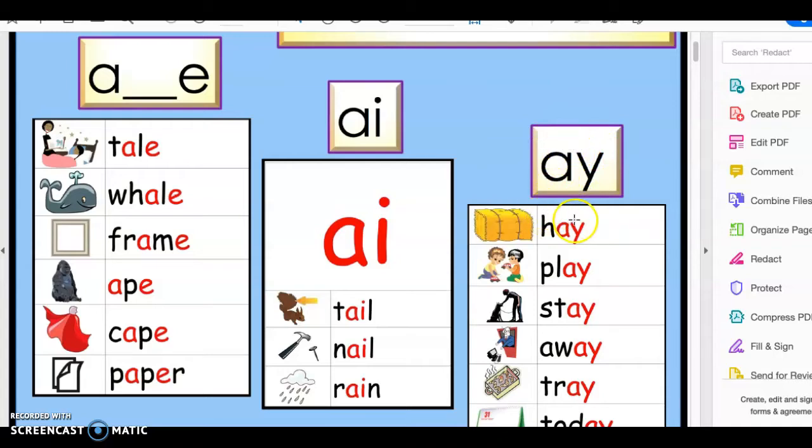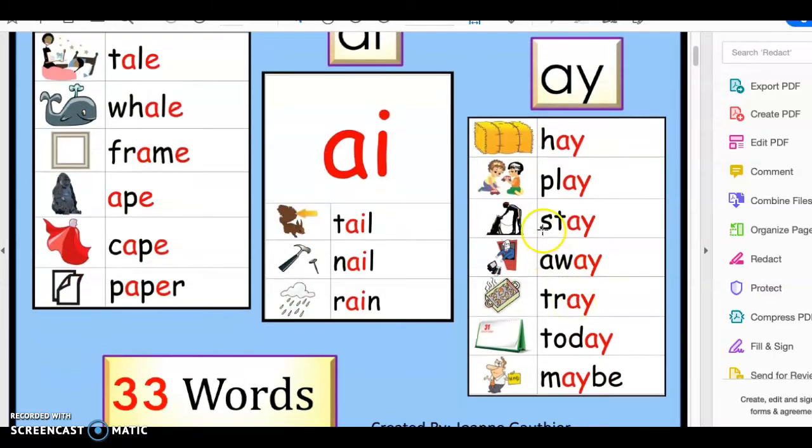Like this one, hey. Play. Stay, like what you would say to your dog. That's what I say to my dog all the time. Away, like you're throwing away something. Tray. Today. And the last one, maybe.